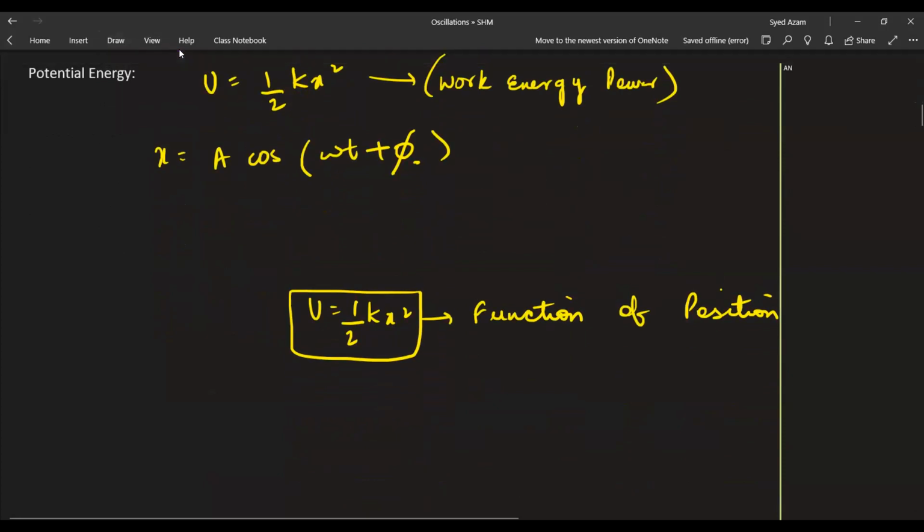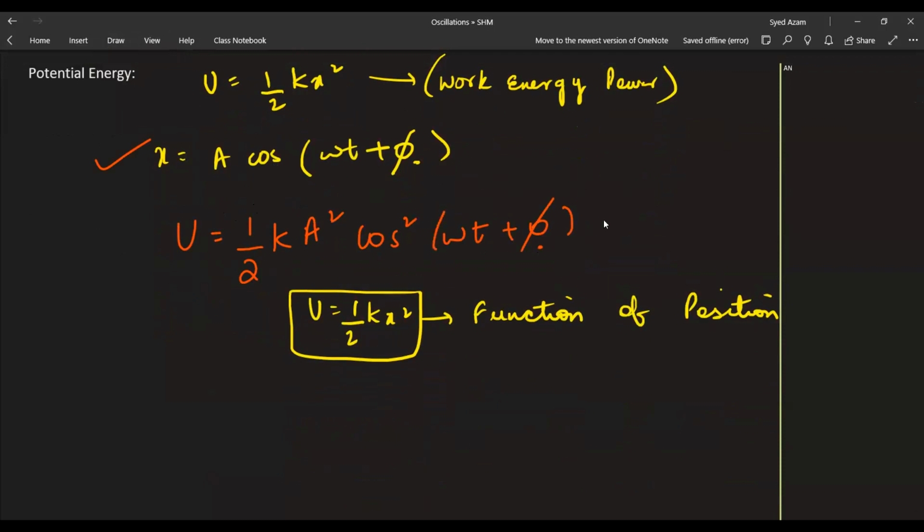See, now coming to potential energy. In work, energy and power, we have seen that the formula of potential energy is half kx square. And x is A cos(omega t plus phi naught), the displacement equation, right? So it becomes half k A square cos square(omega t plus phi naught), right? So this is a function of time, this equation.